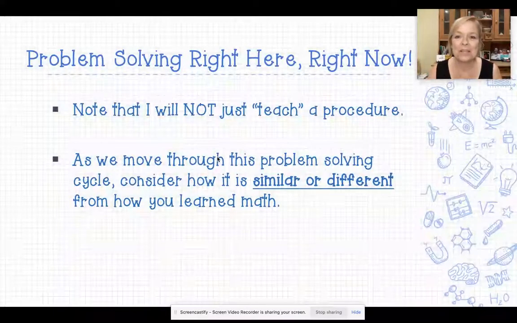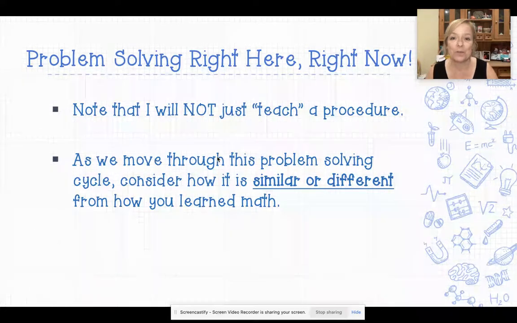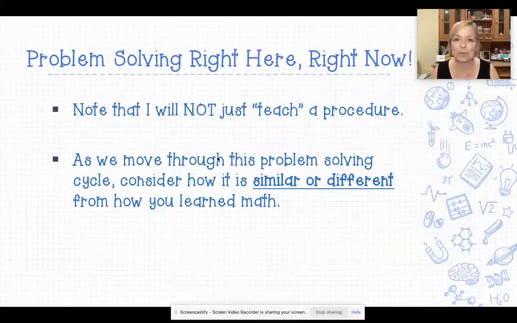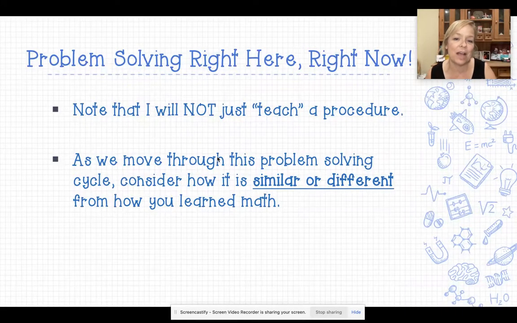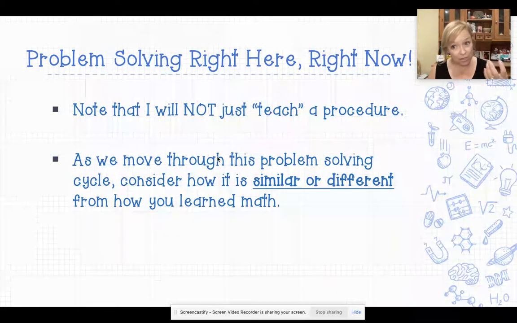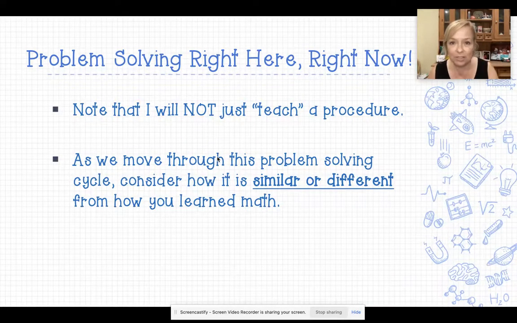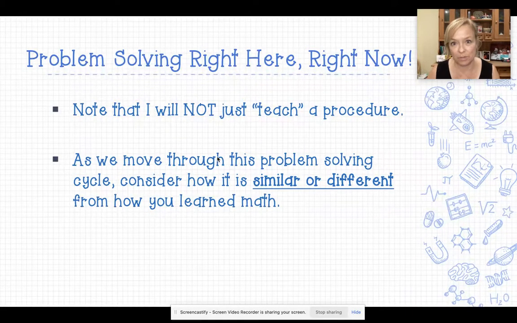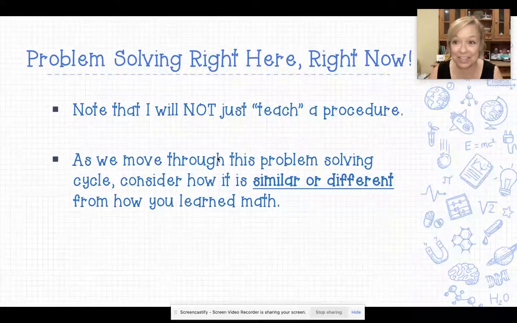All right. So we're going to engage in some problem solving right here, right now. And yes, we're going to make this work in this asynchronous environment. Note, I am not going to teach you a procedure on how to do it. As we move through this problem-solving cycle, consider how it is similar or different from how you learned math. So think about the traditional math teaching where you were given direct instruction on how to do a problem, then you had to go practice it, and then you did homework problems. So let's think about how that's different, and then we'll talk about what the problem-solving cycle entails.